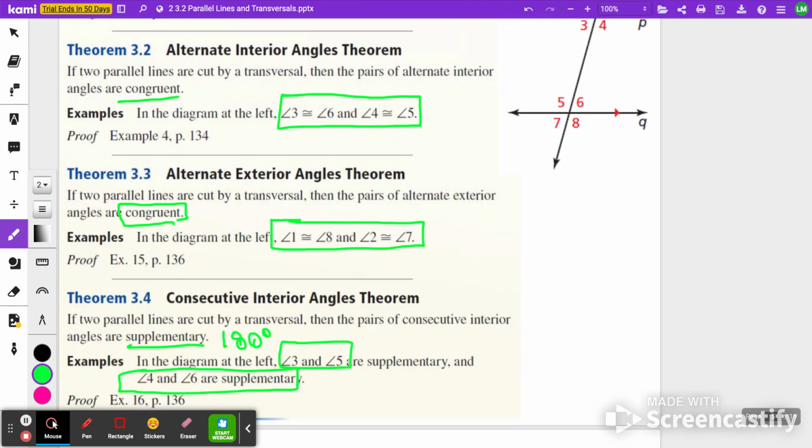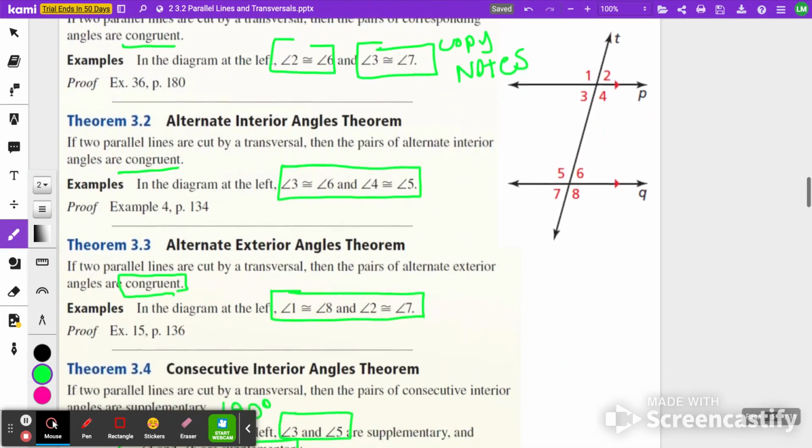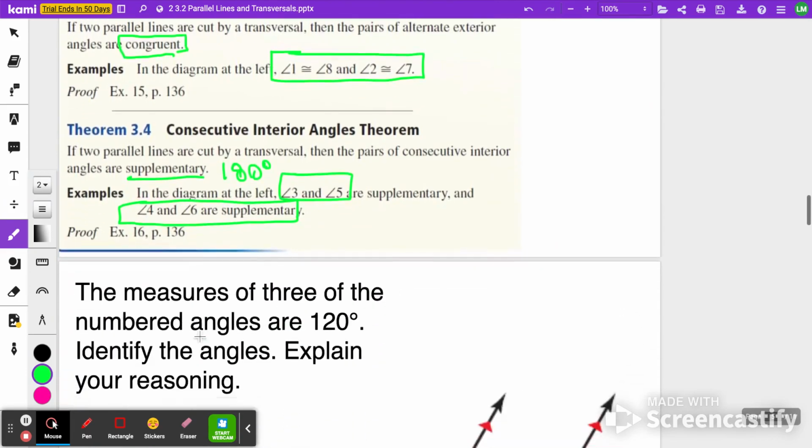Take a moment now to make sure you've finished copying down 3.1, pausing here, all the way through 3.4, and when you're ready to go on, click play.